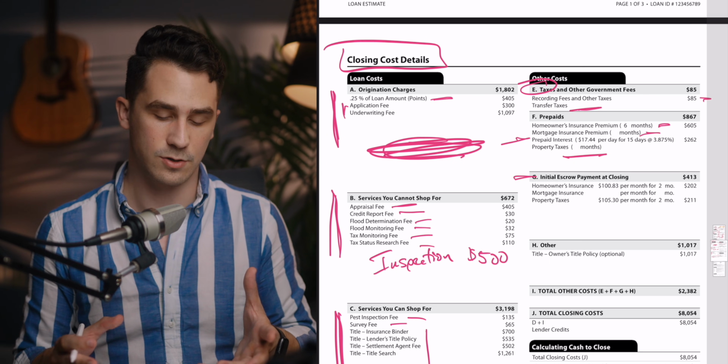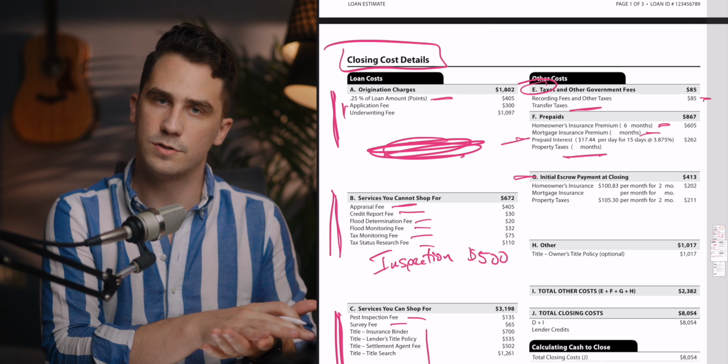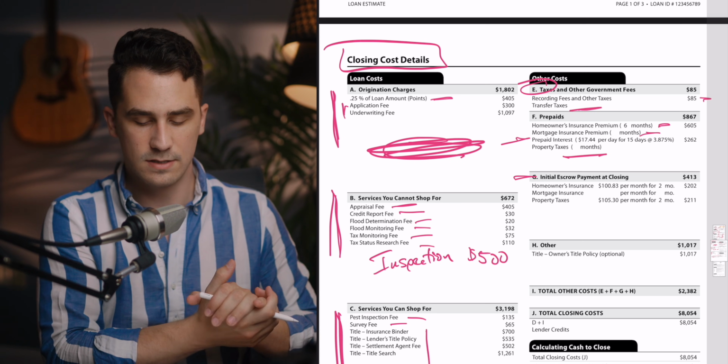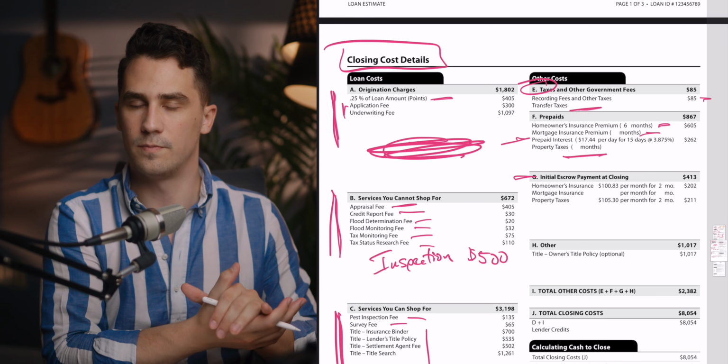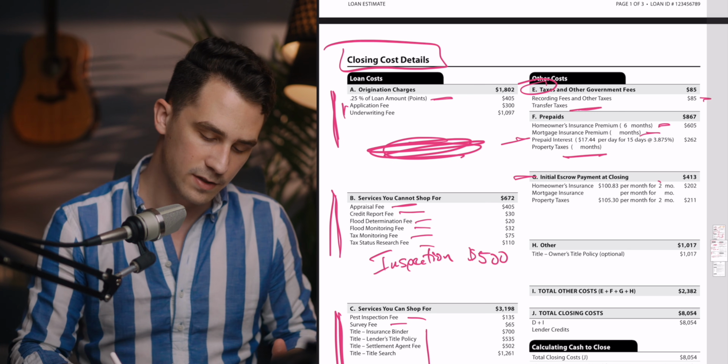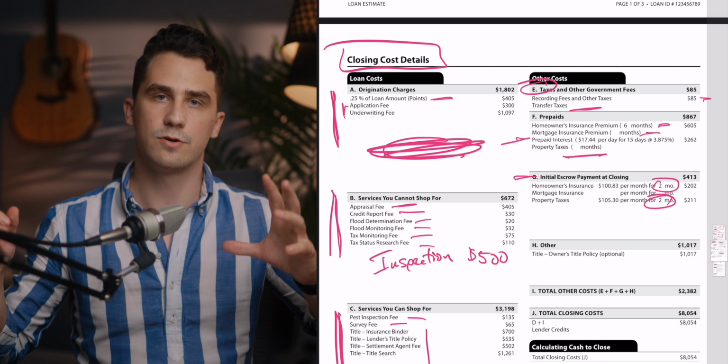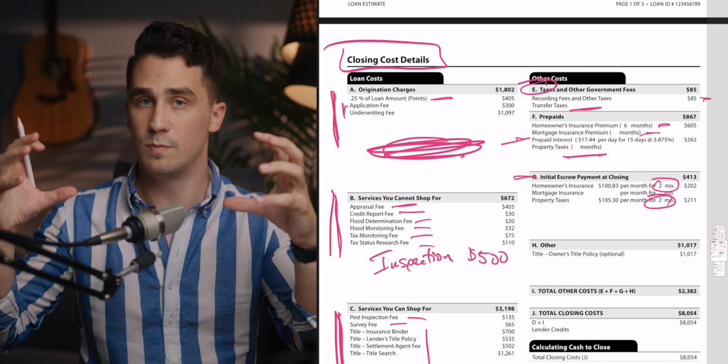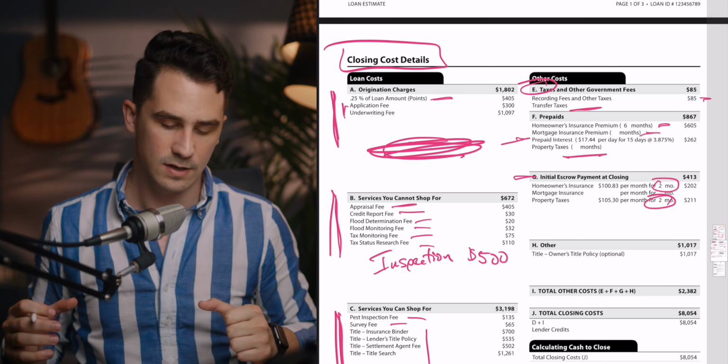However, if you do have an escrow account, normally there's a few months of homeowner's insurance and taxes put into an escrow account. At minimum, for most lenders, there's a requirement of 2 months of a buffer. So the escrow account always has to have 2 months of each, homeowners insurance and property taxes.